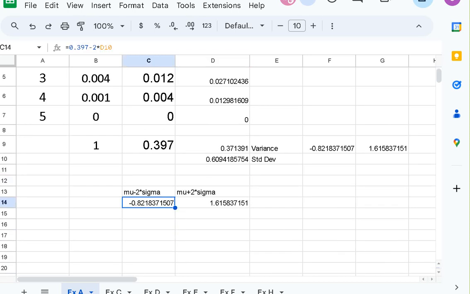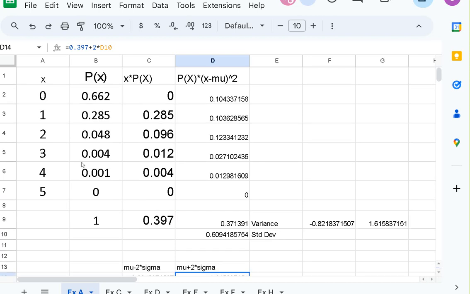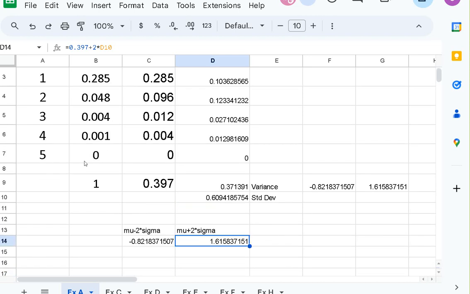This is kind of like the problem with me doing Google Sheets. A lot of times I forget to change these numbers in the morning or erase them from when you guys do them. But that's exactly what I did. I took our mean, which is 0.397, and I subtracted 2 times the standard deviation. And I do that, and I get negative 0.82. And I do the mean plus 2 times the standard deviation, and I get 1.61. So, okay. Let's put all those possibilities on a number line, and then take a look at them real quick.